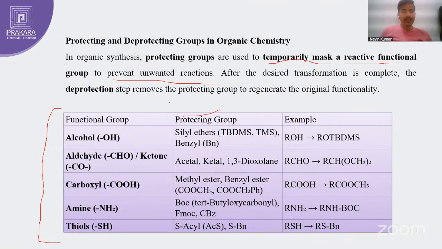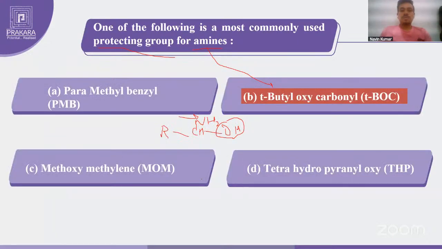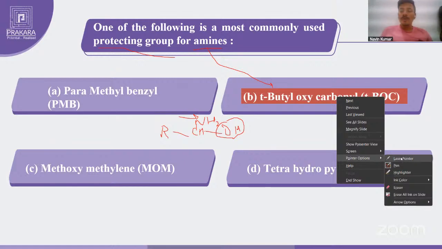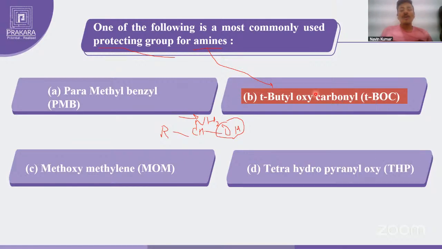So here you can see, in case of amines, the commonly used protecting group is tertiary BOC. So T-BOC will be the correct answer. So our correct option will be option B, that is the T-BOC. So the correct option is option B, T-BOC.